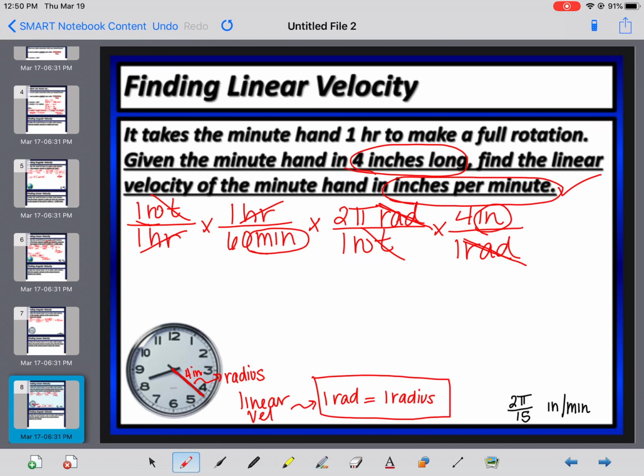I'm going to multiply across the top and across the bottom and fully simplify. Leave it in terms of pi. 2 pi over 15 inches per minute.